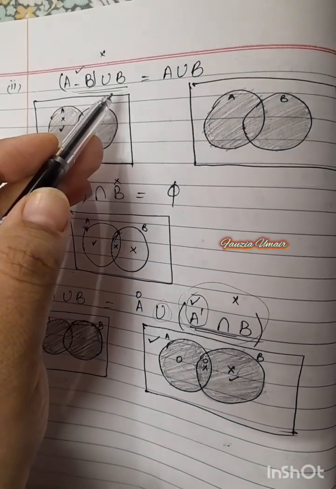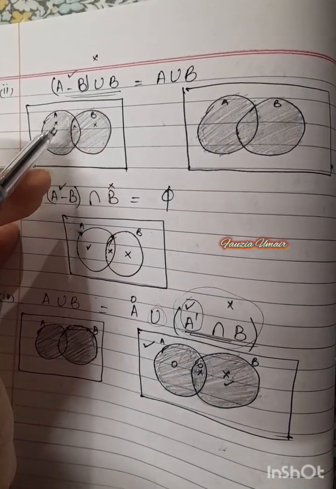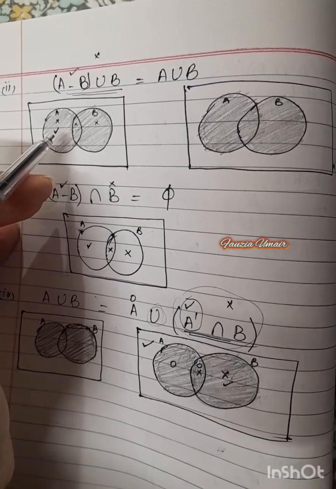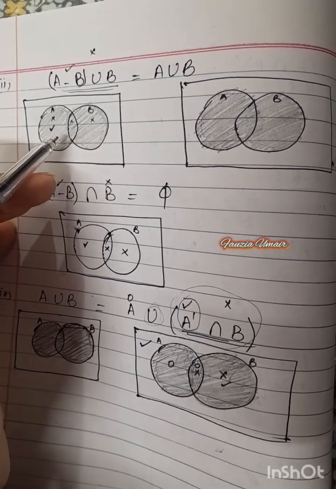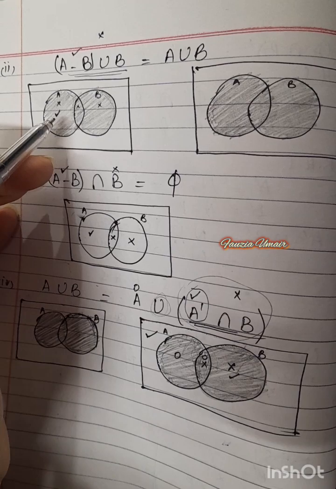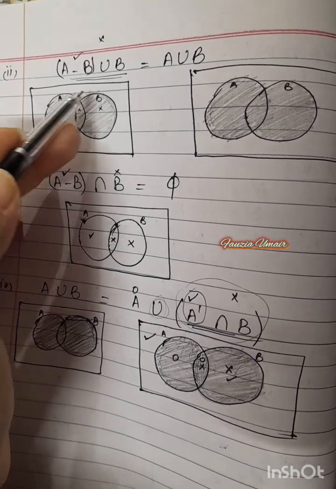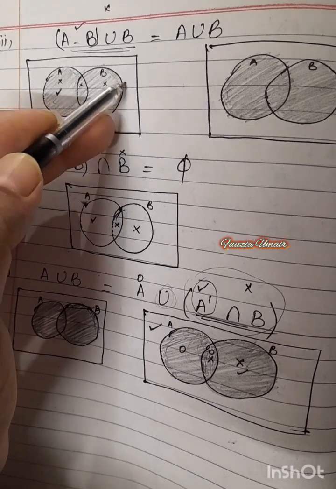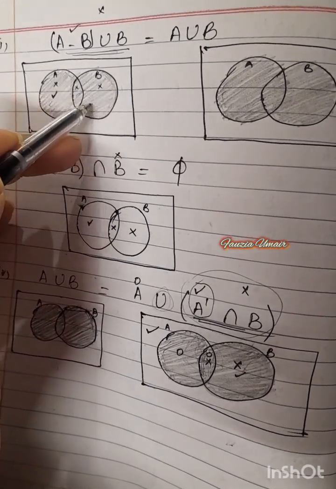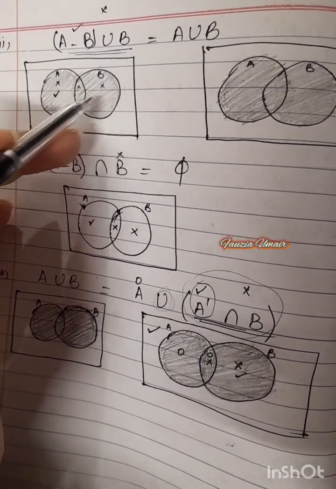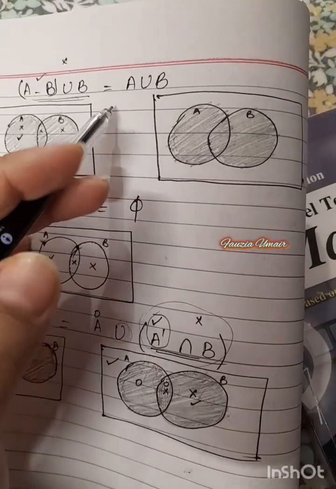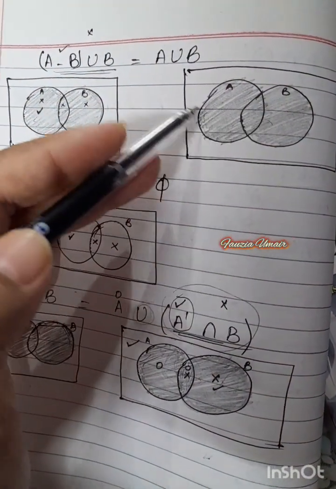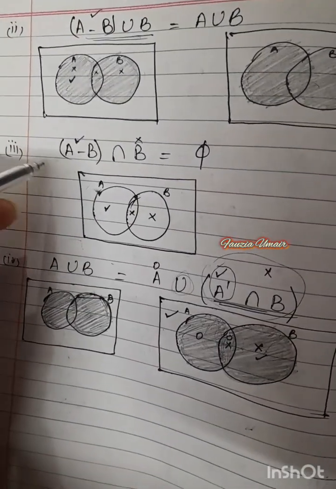The second part is (A minus B) union B is equal to A union B. So A minus B is represented by a tick mark. You can see only this part. Union B means that B would also be coming. So this is the shaded region. You can see that both sets are shaded. So this is the left hand side, and on the right hand side you can see A union B is simply both sets, so they are equal.